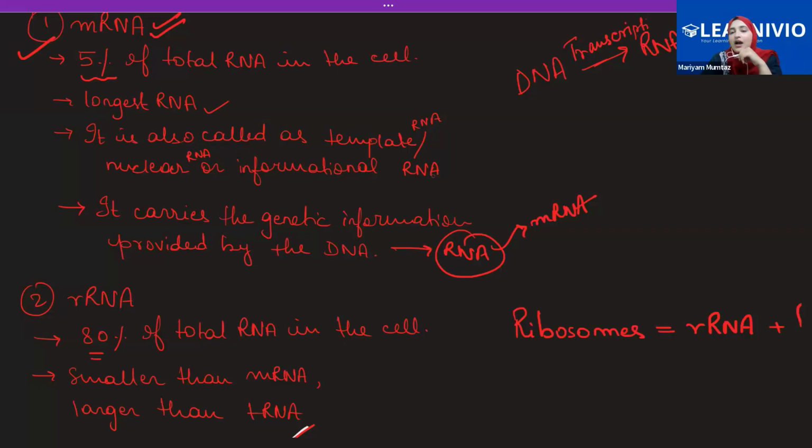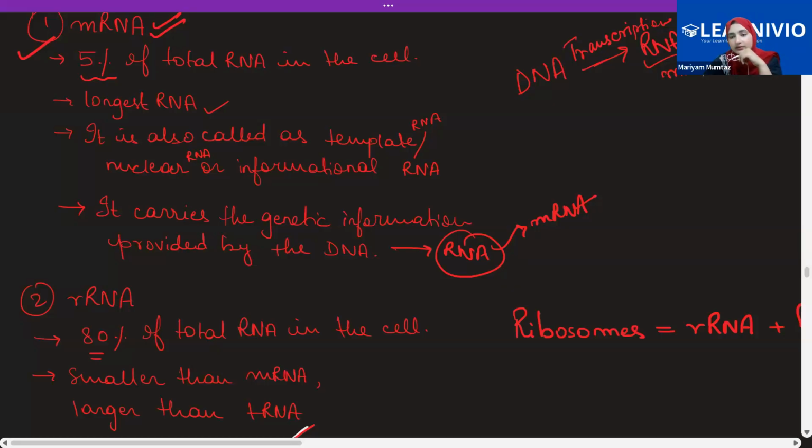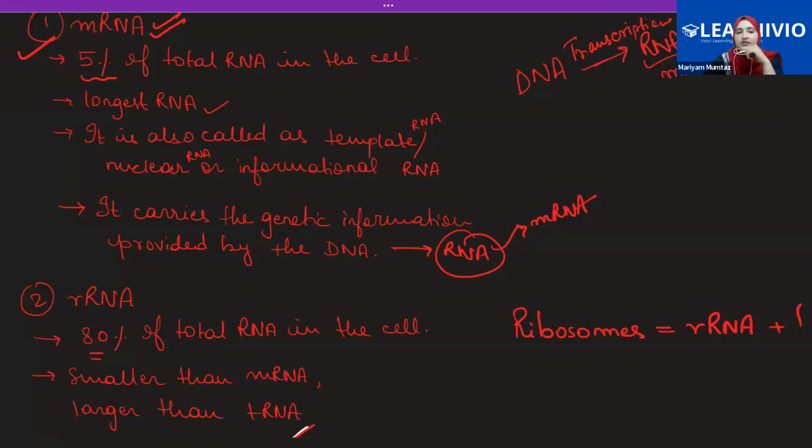After the transcription of the DNA is done, the thing that is formed is an mRNA. The mRNA further gets translated to become a protein. That is why the mRNA is very significant. It goes through translation to form a protein. So it carries the genetic information provided by the DNA. Ultimately from the DNA, the information gets carried to the RNA.